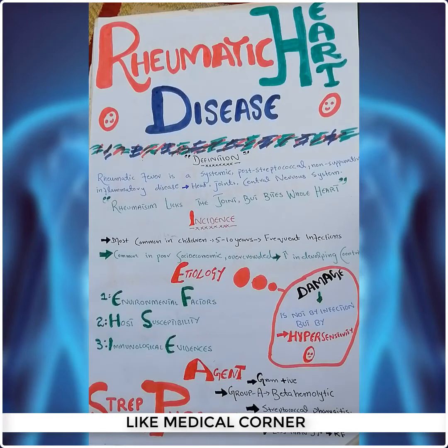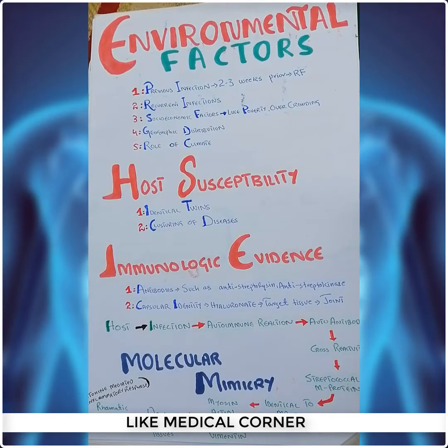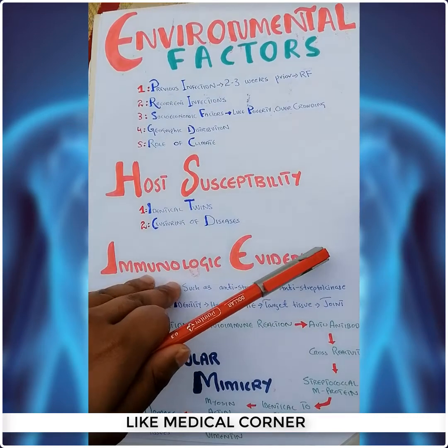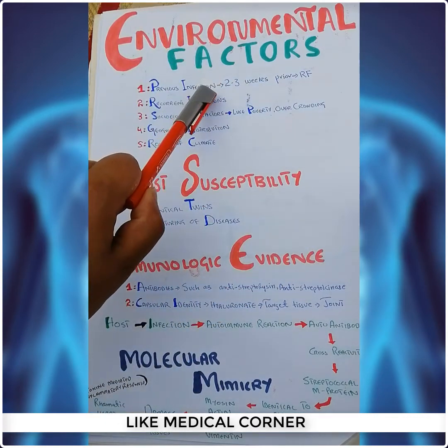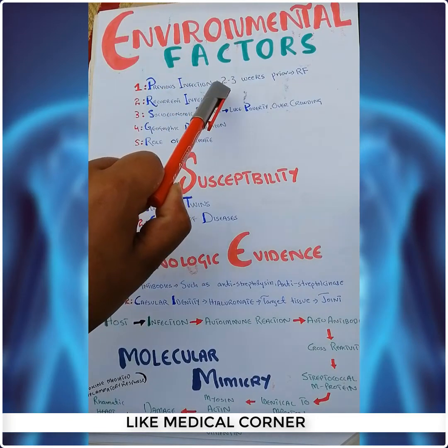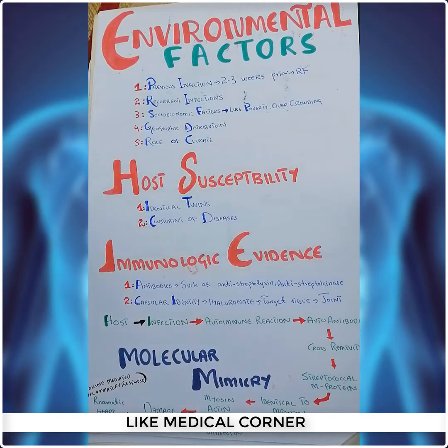Now we move on to its etiology. We are going to start with the etiological factors of rheumatic heart disease. Number one is environmental factors. There are various environmental factors which can contribute towards the development of rheumatic heart disease. The first is any history of previous infection. In most cases of strep throat and rheumatic heart disease, there is a prior infection of streptococcus pyogenes, 2 to 3 weeks earlier.